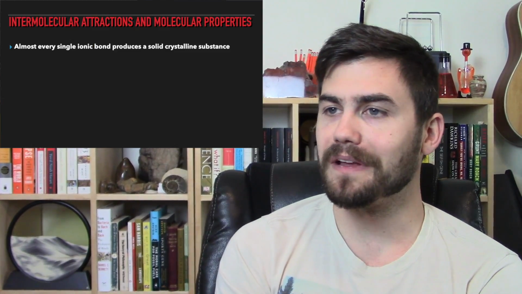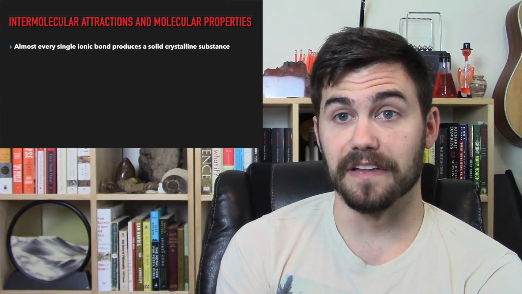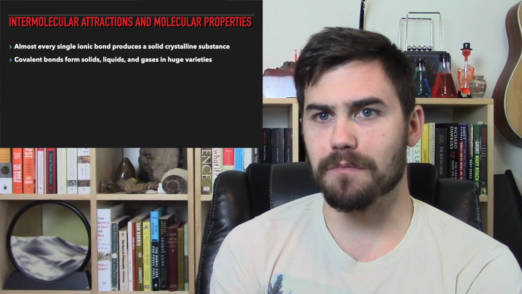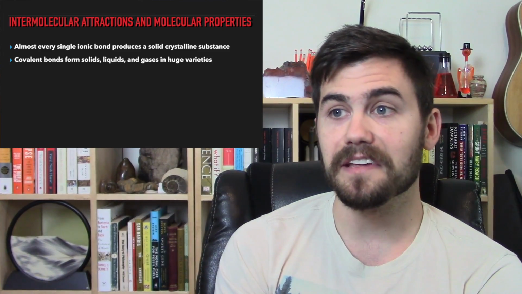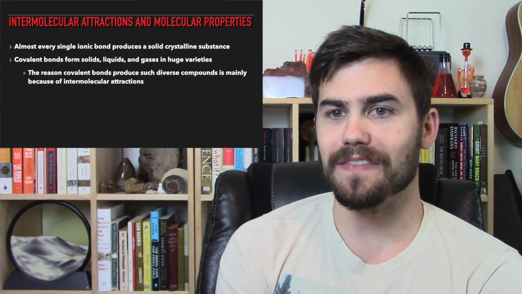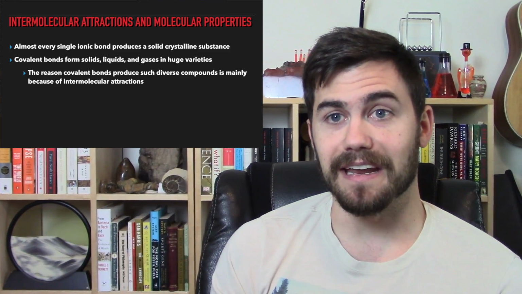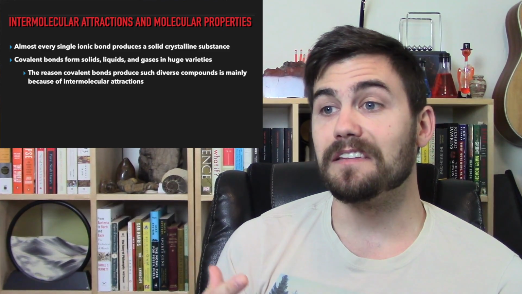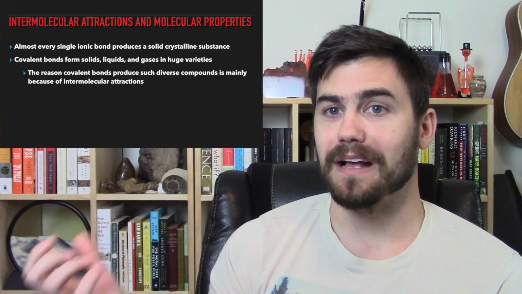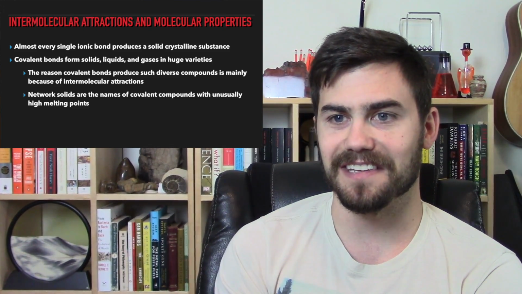So if you'll remember, when we covered ionic compounds, they almost always form solid crystalline substances. But covalent molecules, well, they form solids, but also many liquids and many gases. So there's a huge variety between them. The reason that covalent bonds come in such wide varieties of physical states is because of intermolecular attractions. They're repelled from each other or they're slightly pulled together. All the things we've discussed today.